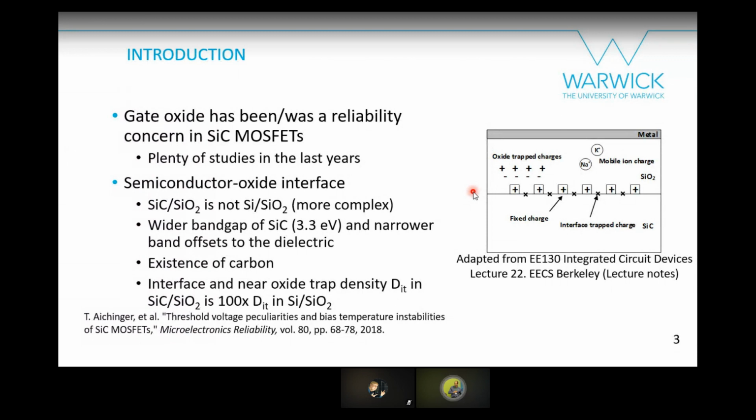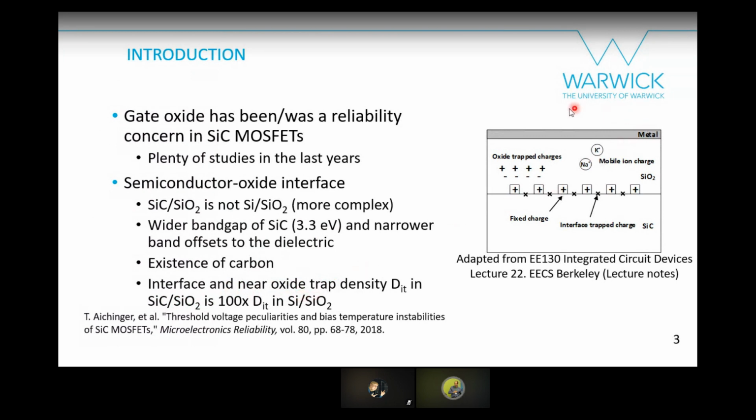So the key of this performance is just the semiconductor oxide interface. And the silicon carbide silicon oxide interface is not silicon oxide. It's a more complex interface. So we have the wider band gap of silicon carbide, 3.3 electron volts, and the narrower band offsets to the dielectric. We also have the existence of carbon, and we also have the interface and near oxide trap densities that are 100 times larger in silicon carbide silicon oxide than in silicon oxide.